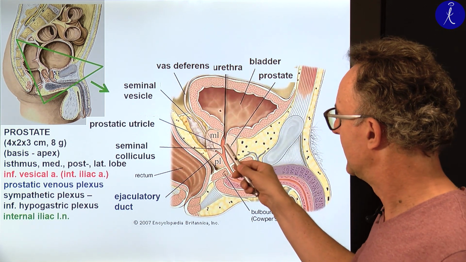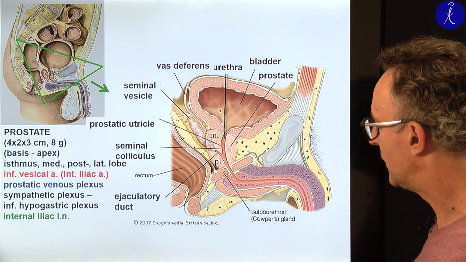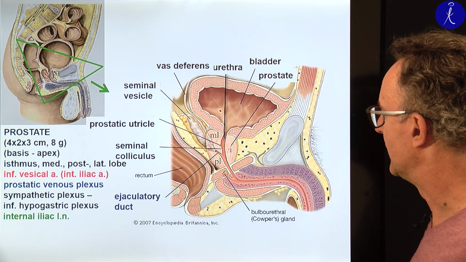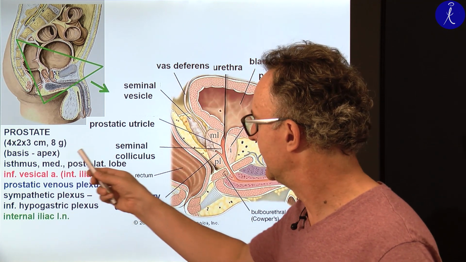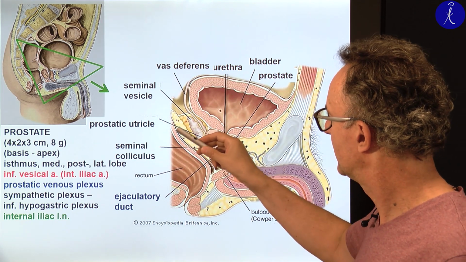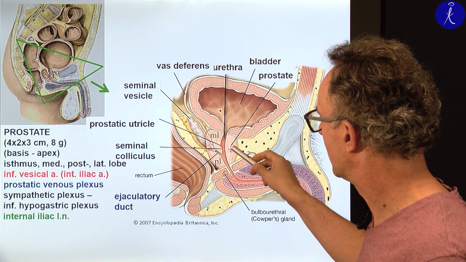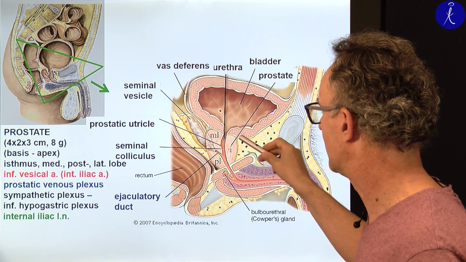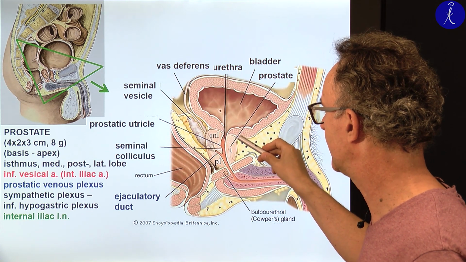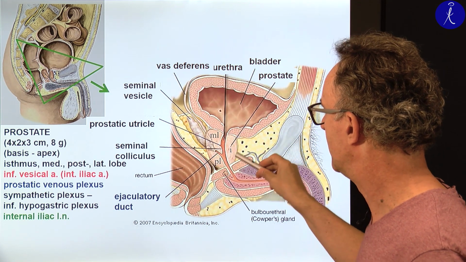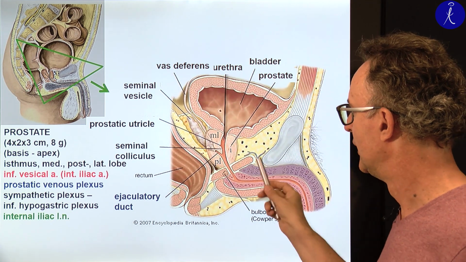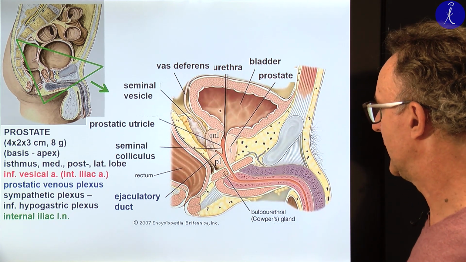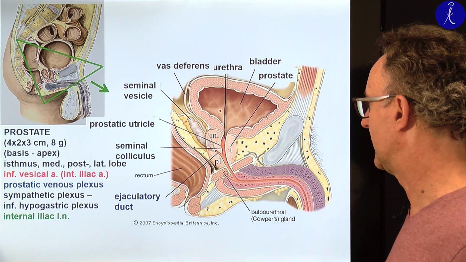The prostatic utricle is in the midline, is a pouch, as I told you. We described this. Otherwise, the prostate is a 4 times 2 times 3 centimeter structure, having a wider part above, under the bladder. This is the base. And below we have the apex, which is resting on the urogenital diaphragm or transversus perineae profundus.